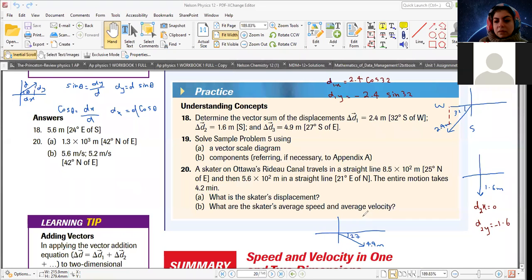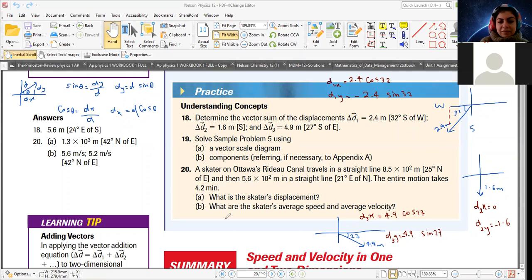Do the same thing here. D3x. The x component here is adjacent. Adjacent is cosine. So 4.9 times cosine 27. And D3y is 4.9 times sine 27. And make sure this is going to be negative, so I have to put negative.